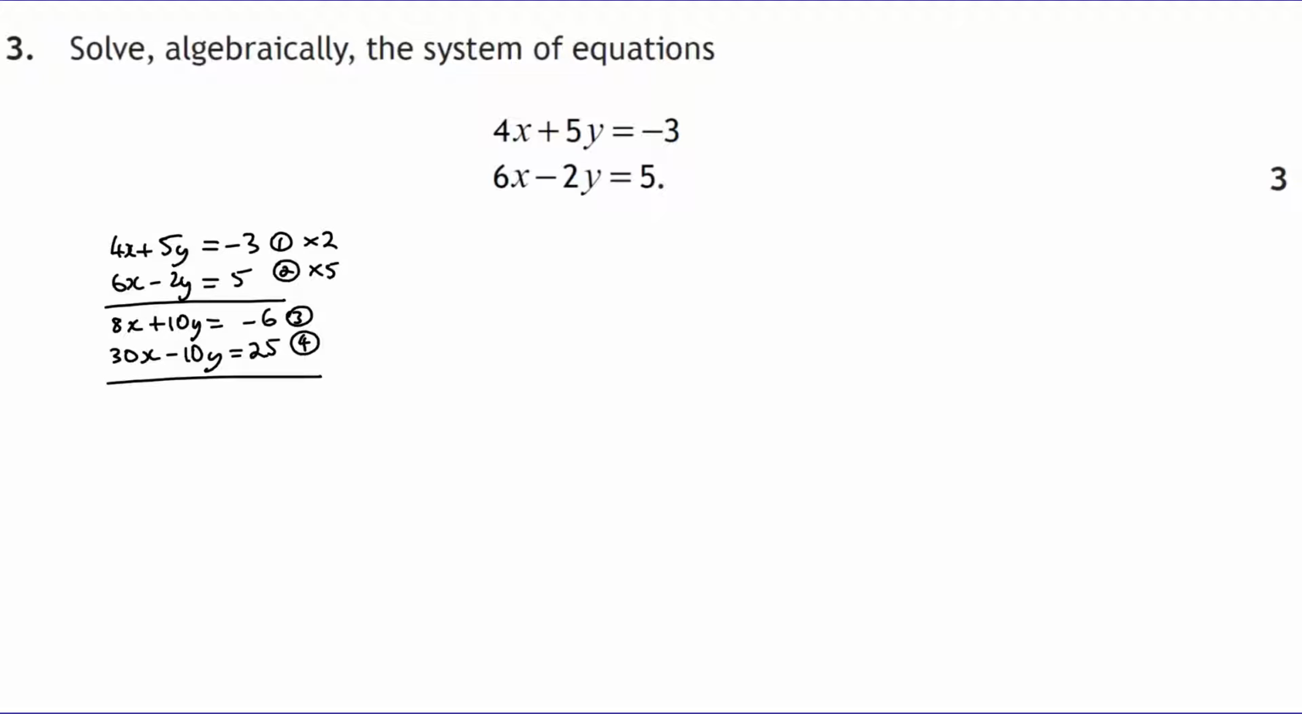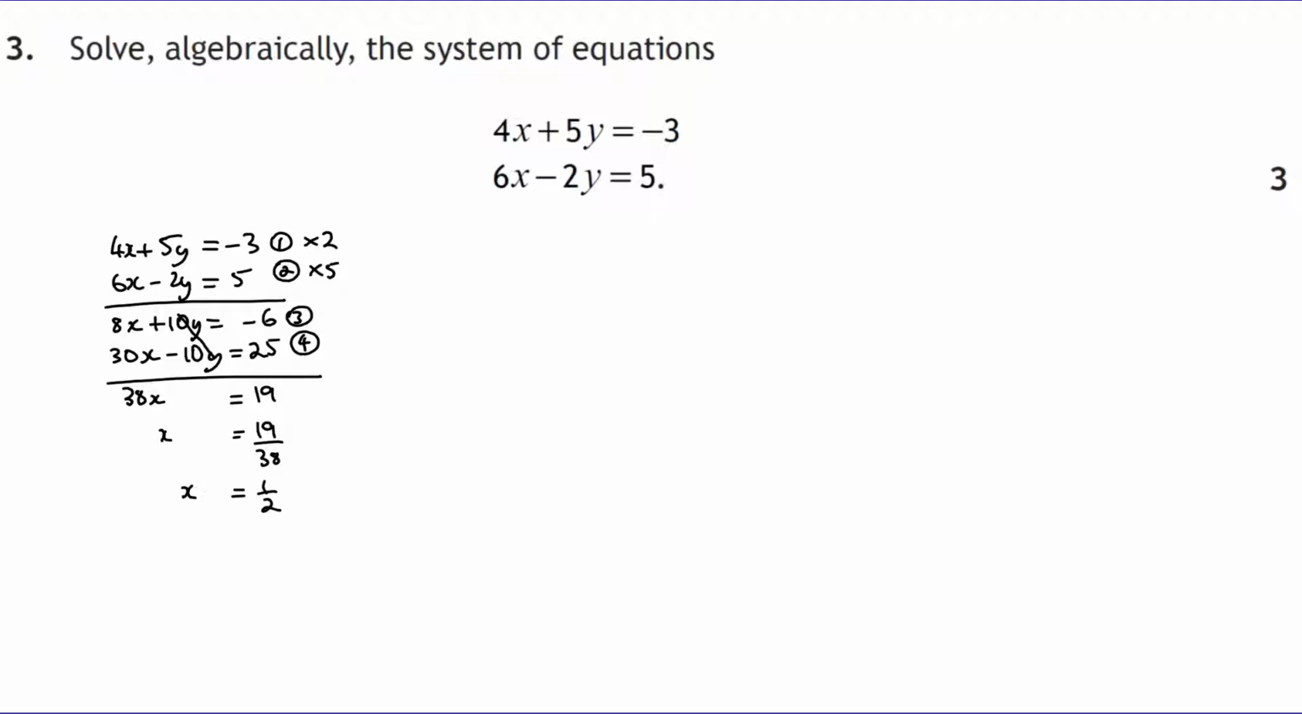Now we've got the 10y terms, which should cancel out if we perform the correct operation. The signs are different. And that means we're going to add them together. So we add 8 and 30 to give us 38x. 10 add on negative 10 cancels, and negative 6 add on 25 would give us 19. Okay, so x equals 19 over 38, and that's given us x equals a half or 0.5. I prefer to stick to fractions, but if you prefer decimals, 0.5 would be fine here.